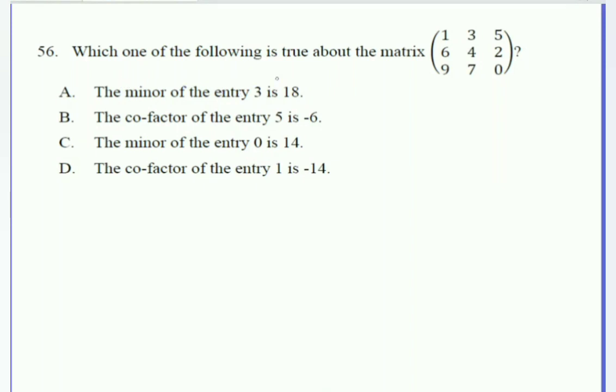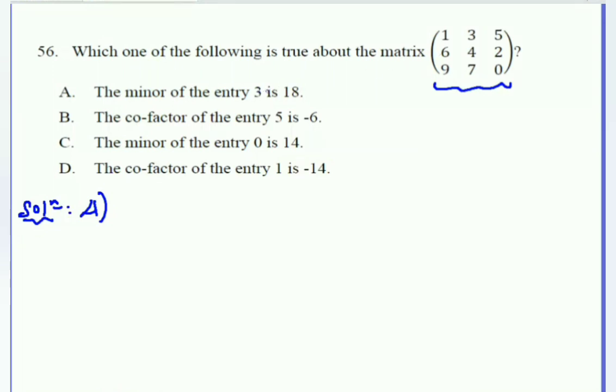Which one of the following is true about the given matrix? Okay, so we are going to see which of these statements is true about the given matrix. Okay, so let's see for A. The minor of the entry 3 is 1, 8. Let's check the statement in A.